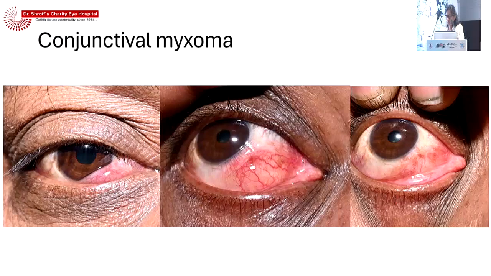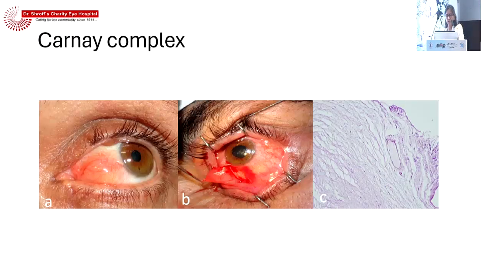And myxoma again, we used to think it is pretty uncommon, but it's not so. I think in the last 6-7 years, we saw about 6-7 patients. And the color of the lesion and the appearance is very characteristic. So once we see one and get the histopath, probably the next lesion we can diagnose even without a histopath.